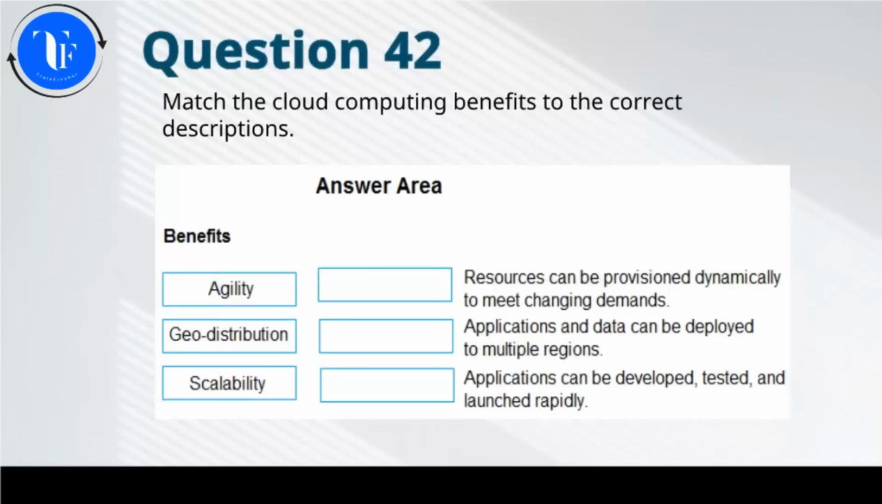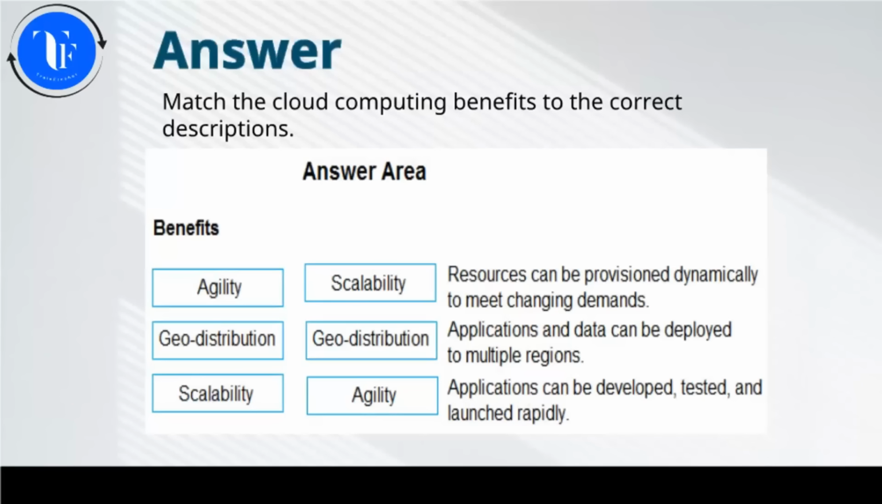Question 42. Match the cloud computing benefits to the correct descriptions. Agility, geo-distribution, scalability. Scalability is where resources can be provisioned dynamically to meet changing demands. Geo-distribution is where applications and data can be deployed to multiple regions. Agility is where applications can be developed, tested, and launched rapidly.